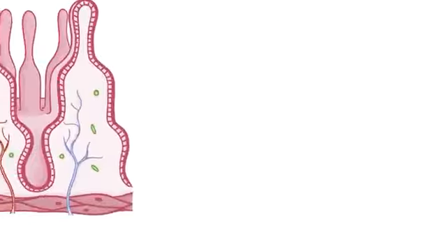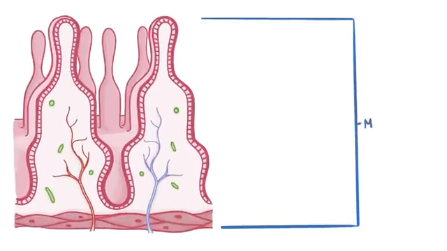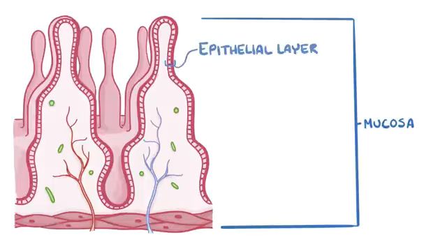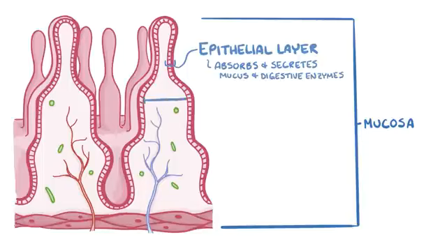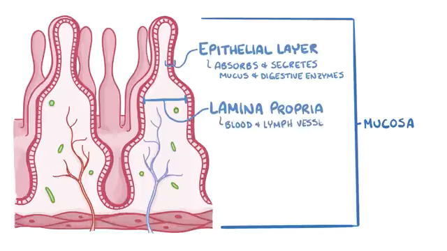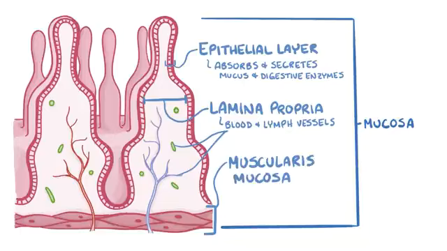Normally, the inner wall of the entire gastrointestinal tract is lined with mucosa, which consists of 3 cell layers. The innermost layer is the epithelial layer, and it absorbs and secretes mucus and digestive enzymes. The middle layer is the lamina propria, and it has blood and lymph vessels. The outermost layer of the mucosa is the muscularis mucosa, and it's a layer of smooth muscle that contracts and helps with the breakdown of food.